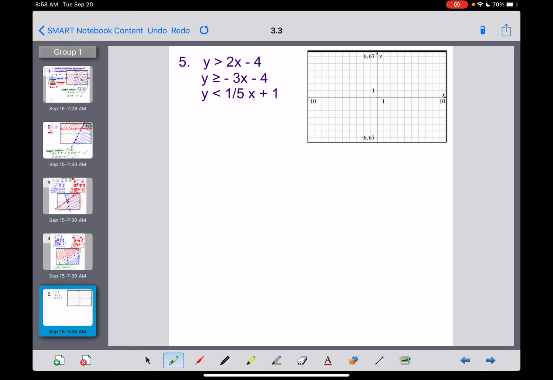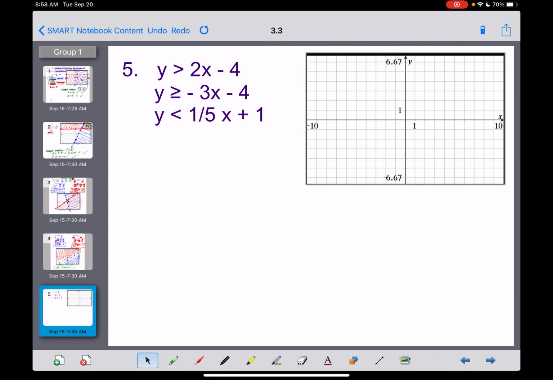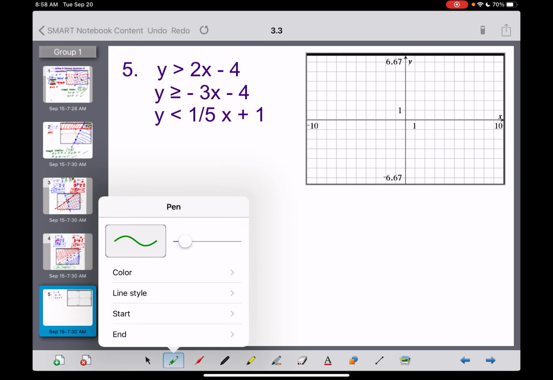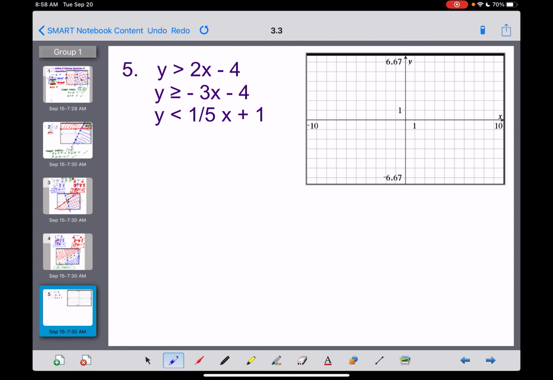Okay, and the last example, I wanted to give you one just to scare you a little bit here, guys. And right away you can see what's going on here. We are looking here, everybody, at a 3 inequality system. We've got 3 statements right here, and each one of them is going to need to get graphed at the same time on the same coordinate plane.